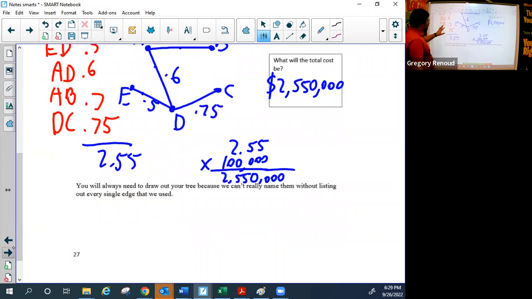You'll notice you need to draw out the tree every time. This is not like a circuit where if I said, well, I went A, D, E, B, C, A, I could follow your path. In trees, I need you to actually draw it because there's no way for you to just list out points in order for me to know which path you chose.